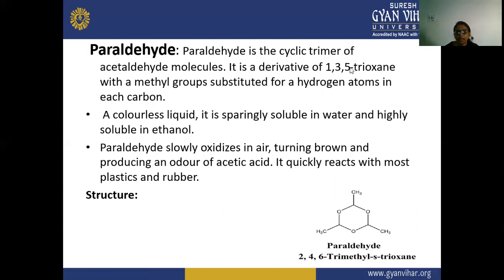Next is paraldehyde. Paraldehyde is a cyclic trimer of the acetaldehyde molecule, and it is a derivative of 1,3,5-trioxane with a methyl group substituted for a hydrogen atom on each carbon.